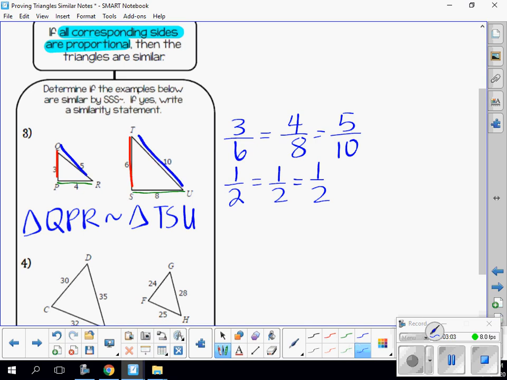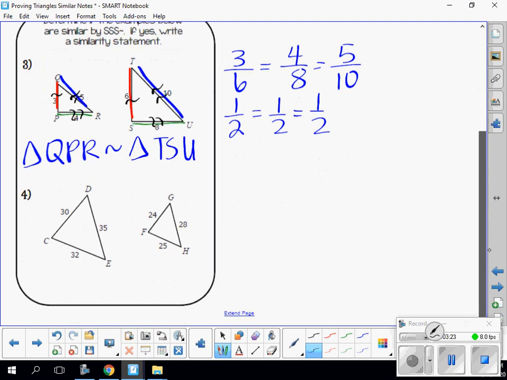That might be helpful. We don't have tick marks because they're not congruent, so that might be something that throws you off. For some kids, they make up their own marks, so let's say like 1 squiggle, 2 squiggles. And that's them saying that those are proportional. You could do that. You're not going to see that in any textbook or anything, but you could do that.